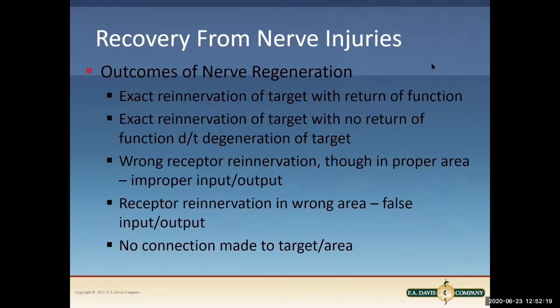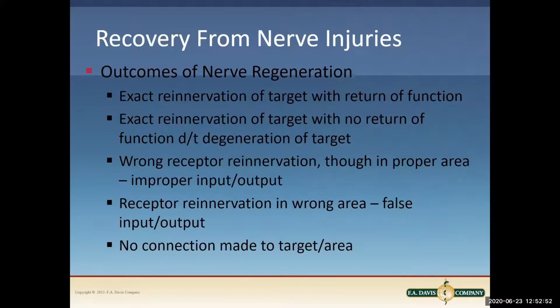So what can happen if they have regeneration? Well, some fun things can happen, right? You can have exact reinnervation of target with return of function. The reason I keep talking about the biceps is because I have a fun example coming up of what can happen if you don't get it right. So if I tear my musculocutaneous nerve, I have the possibility that the musculocutaneous nerve goes right back into the biceps and I get total return of function. Right? So if I get an axon tear, it goes right back. Fantastic. That is the gold standard. Great, we're back to normal.